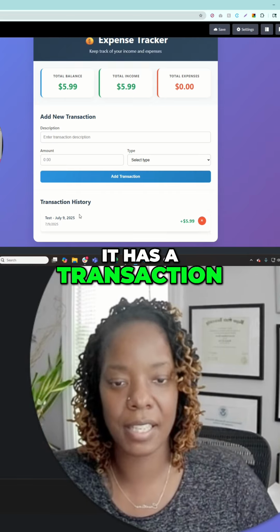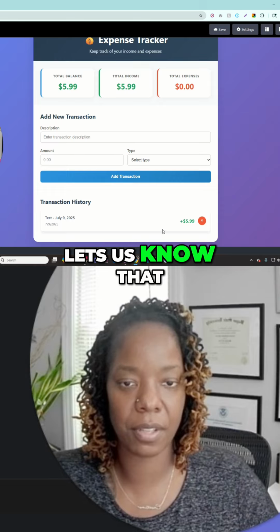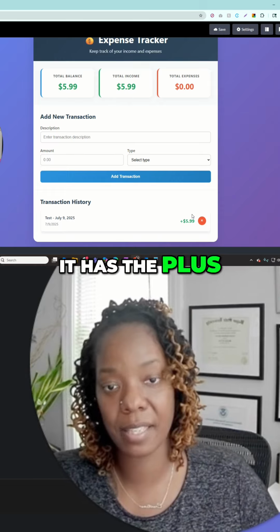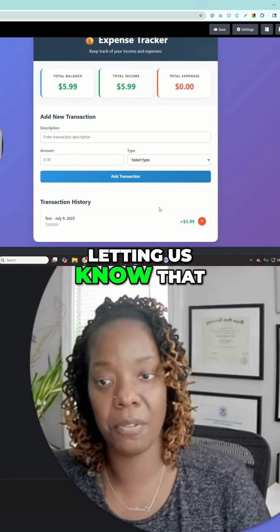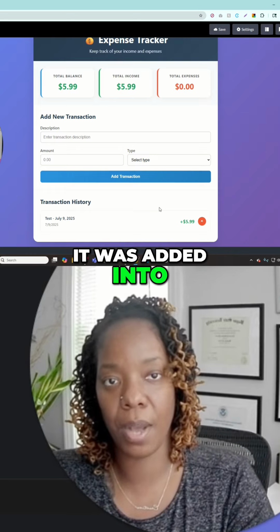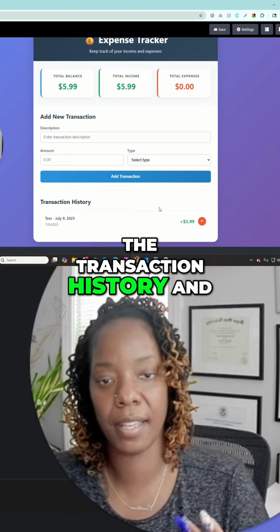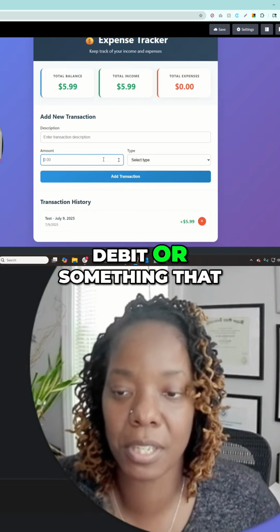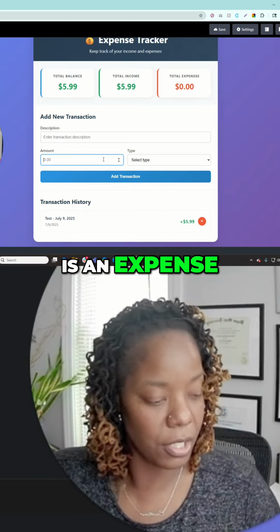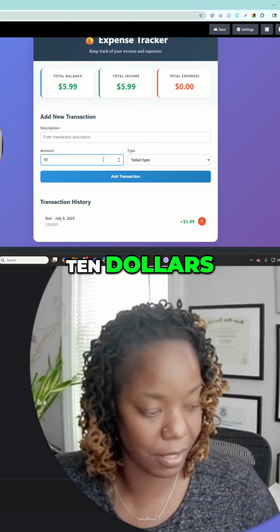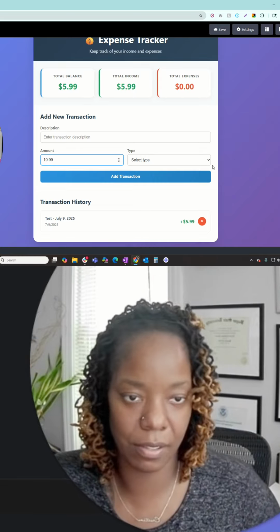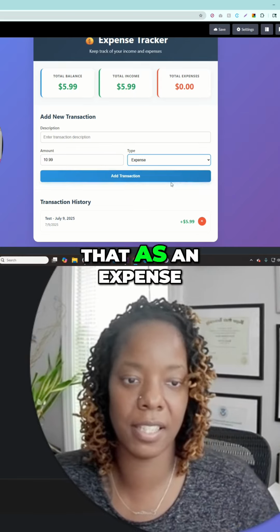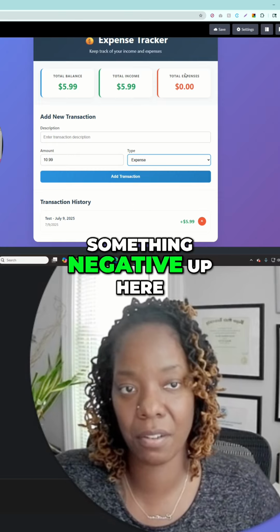It has a transaction history here and it lets us know that $5, it has the plus in its screen, letting us know that it was added into the transaction history and it was an income and not a debit. So let's try a debit or something that is an expense. So let's try maybe $10.99. And then we'll put that as an expense. So we should see something negative up here.